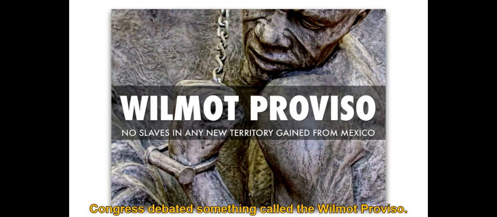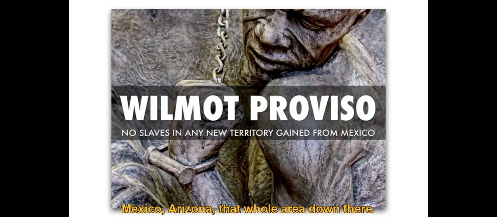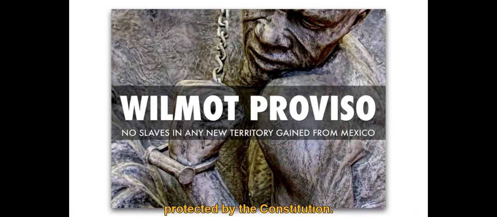In 1846, Congress debated something called the Wilmot Proviso. This was a bill that proposed to ban slavery in any territory that the United States acquired from the war with Mexico. So again, that's going to be the southwestern area of California, New Mexico, Arizona, that whole area down there. Slaveholders, however, argued that slaves were property and thus were protected by the Constitution.